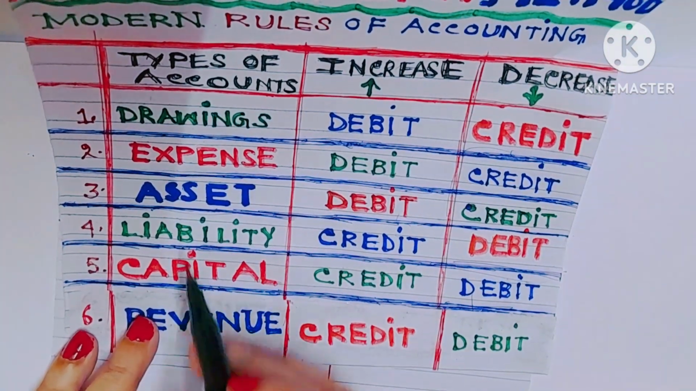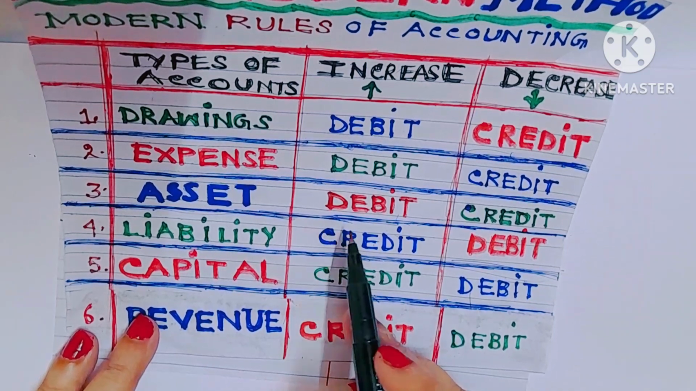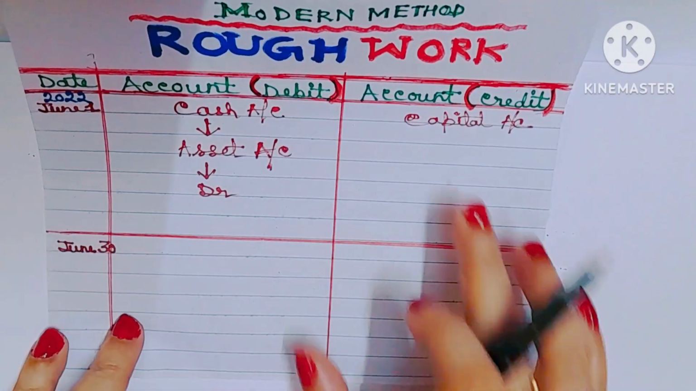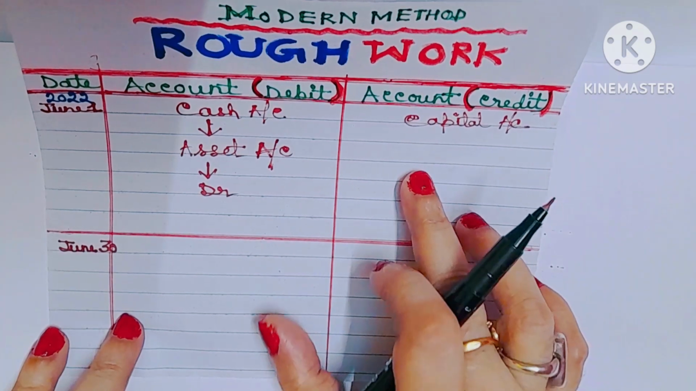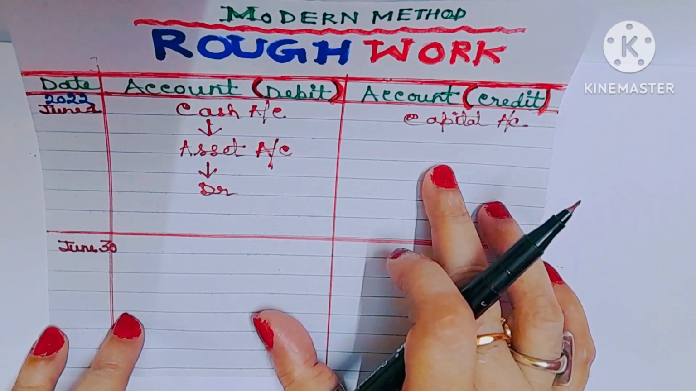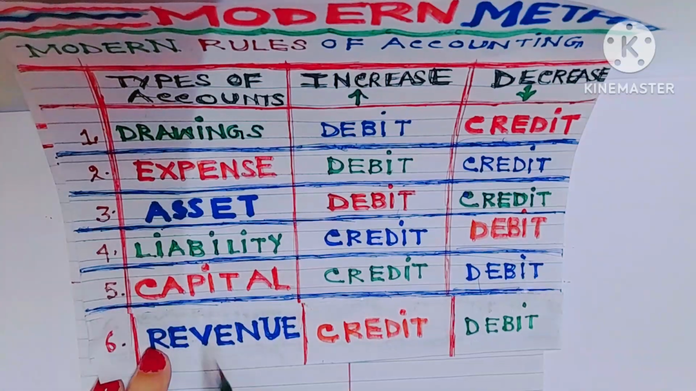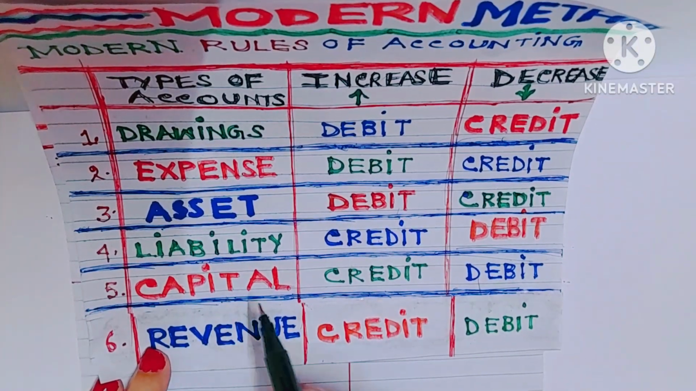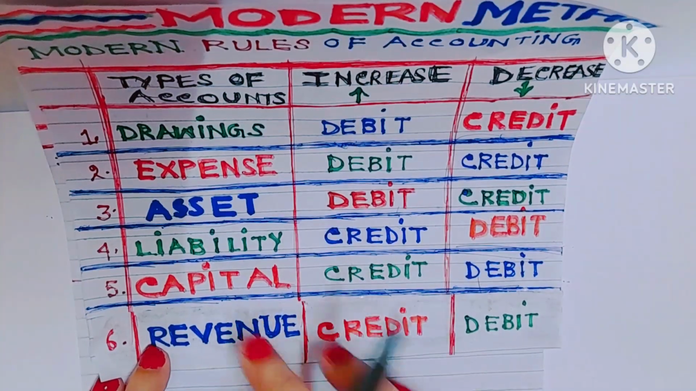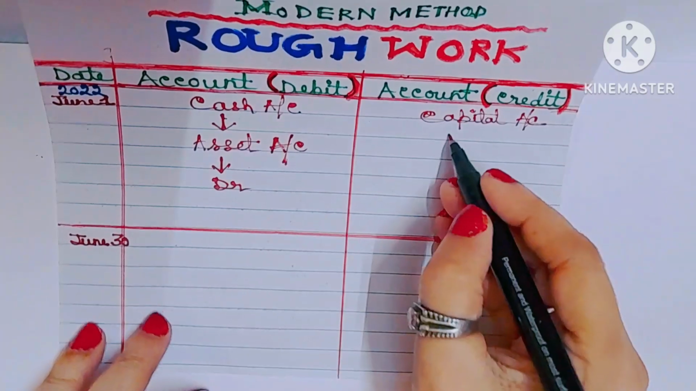See, number 3, asset account. If asset account is increasing, it should be debit. Understood? Now see capital account. Here, Mamuni is the giver of capital rupees 6 lakhs. So capital is also increasing. So let me see the modern method chart. See, number 5. If capital account is increasing, it should be credit. This is the increase column. If capital account is increasing, it should be credit. So let's write credit.